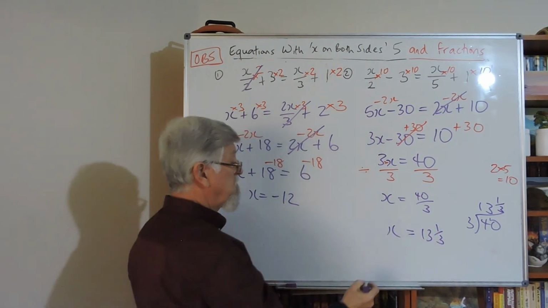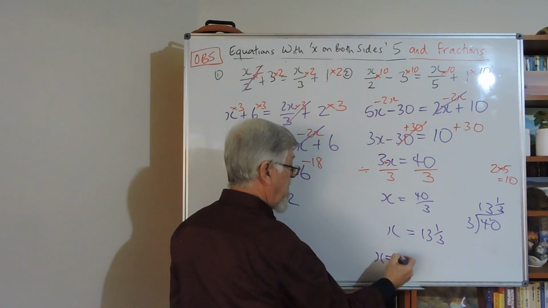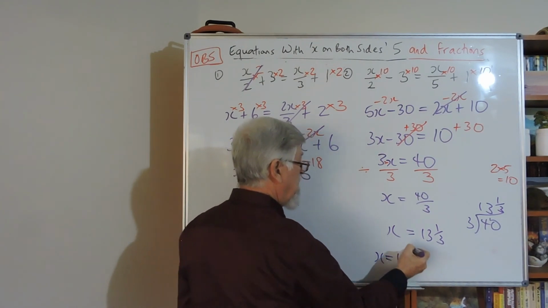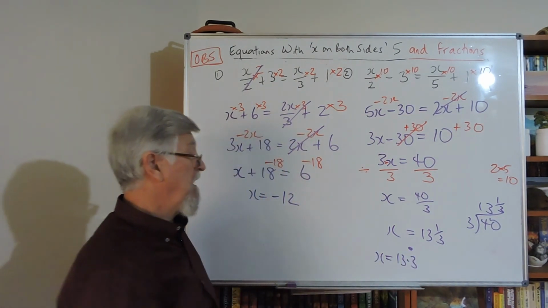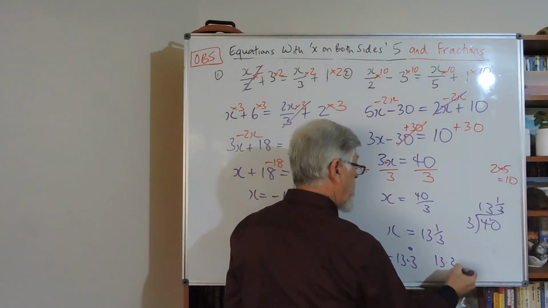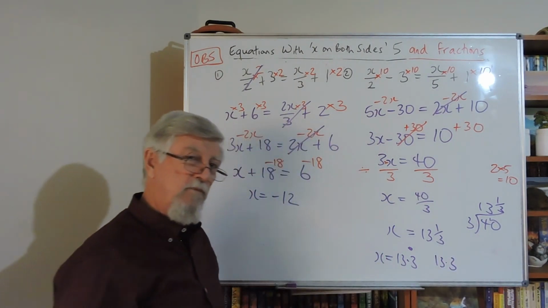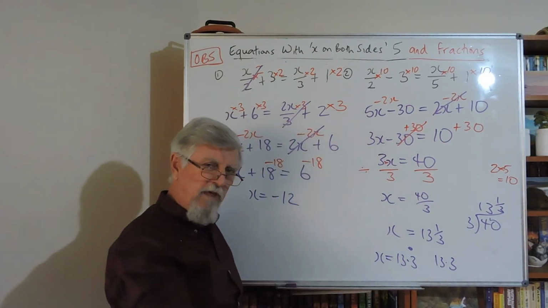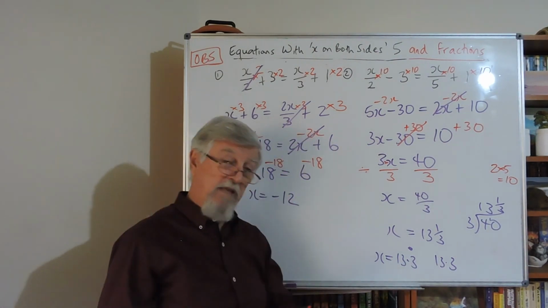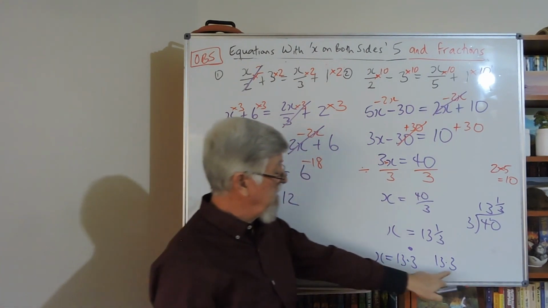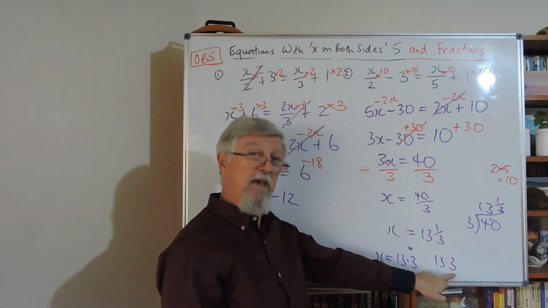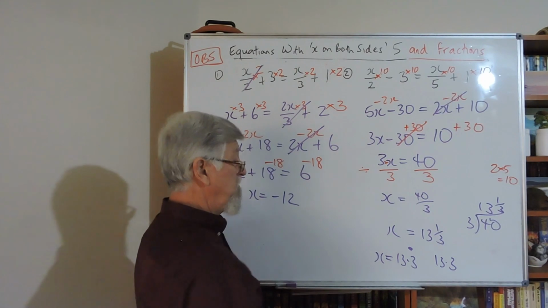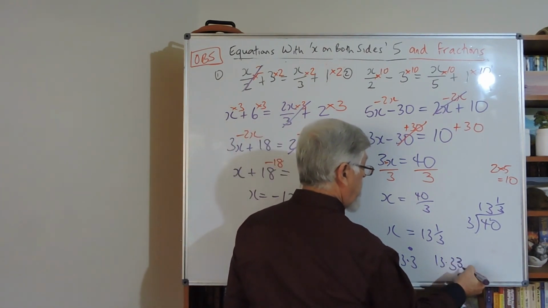Could talk about decimals for a moment. If you wrote 13.3 repeater, no one's going to take the mark off you. If you wrote 13.3, most of the time you'll lose the mark because you've lost a whole lot of accuracy. You're just going to chop off the others. If the question said, write your answer correct to 1 decimal place, that's okay. If the question said, write it to 2 decimal places, then you go 13.33.